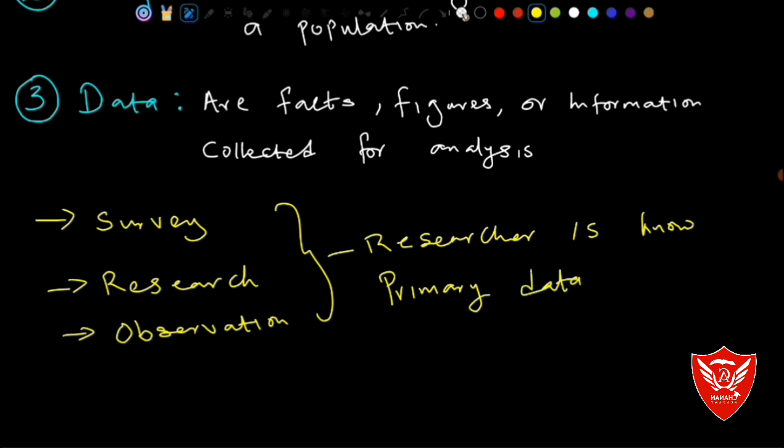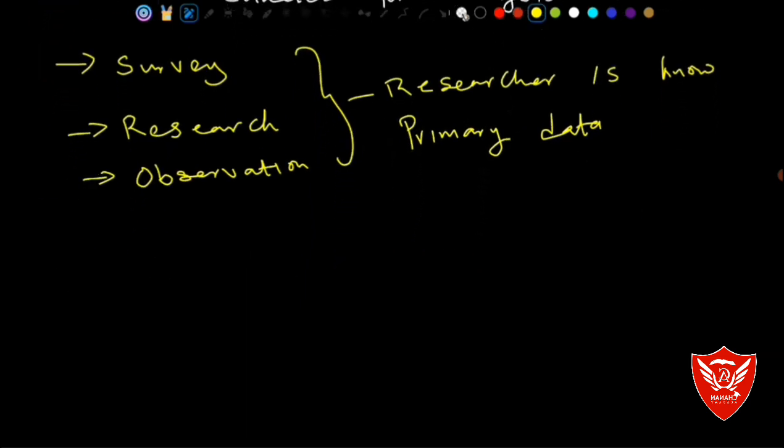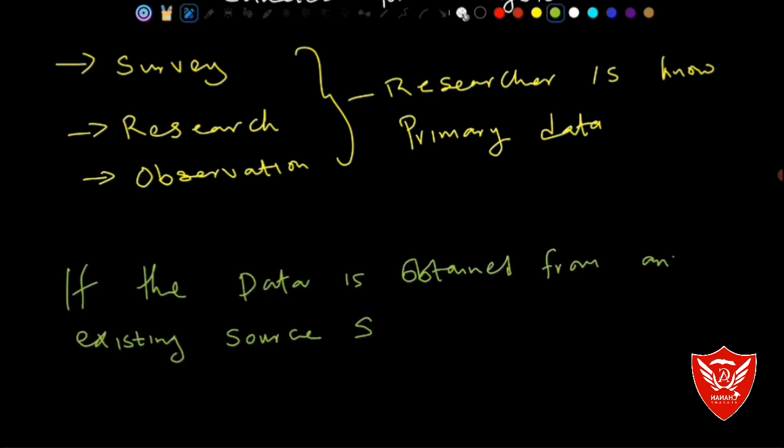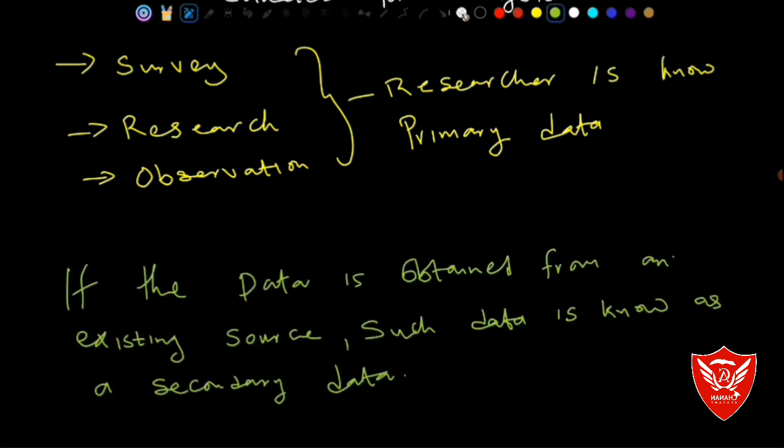So if the researcher is the one who did the survey, researched it, or carried out the observation, that kind of data is called a primary data. But however, if the research was carried out or obtained by an existing source, let's say by an agency, such data is known as a secondary data. So take note, if the researcher was the one who did the research himself, that data is a primary data. But if this data is obtained from an existing source, such data is known as a secondary data.